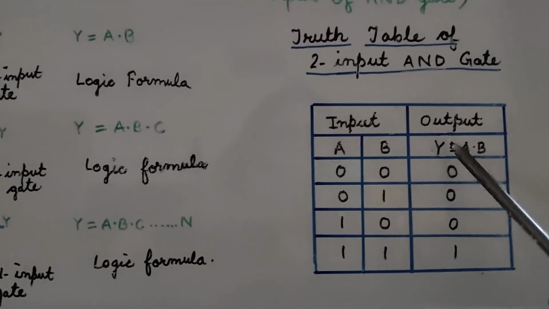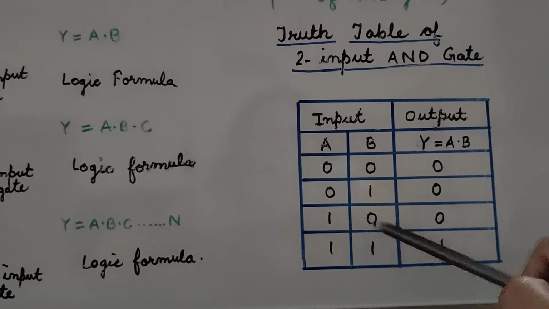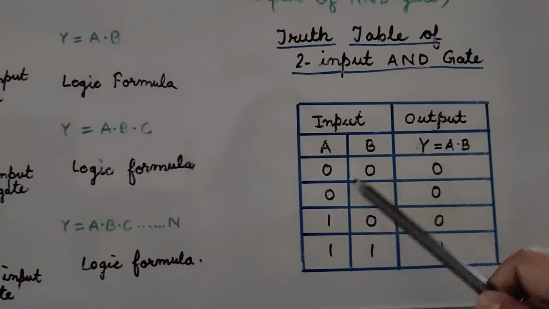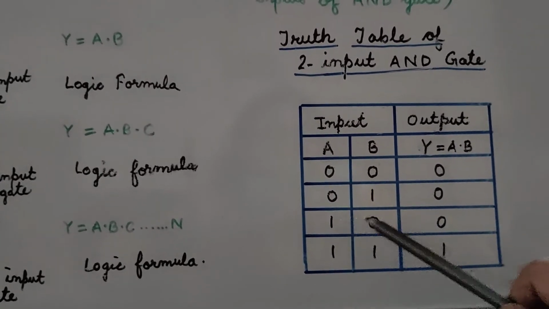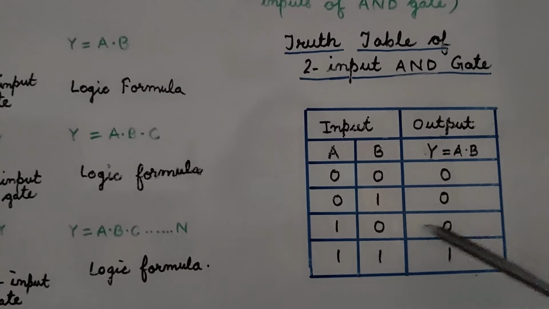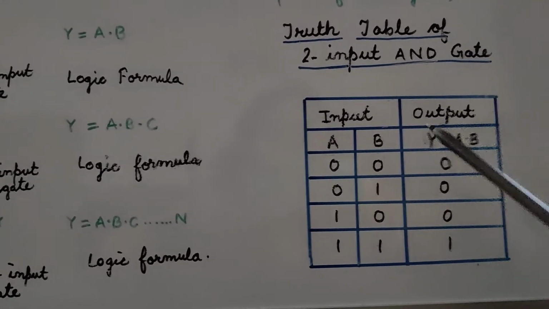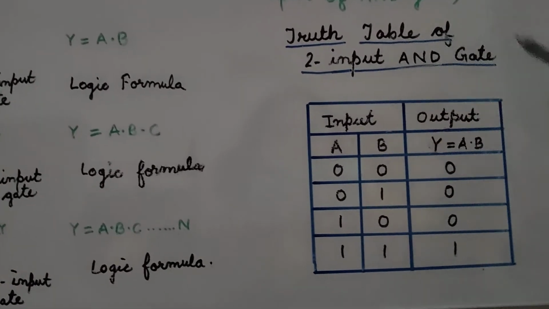So the value of Y will be obtained by the multiplication of these inputs. So when 0 is multiplied by 0, we get a 0. When 0 is multiplied by 1, we get again 0. When 1 is multiplied by 0, we again get 0. And when 1 is multiplied by 1, we get 1. So this is the truth table of 2 input AND gate.